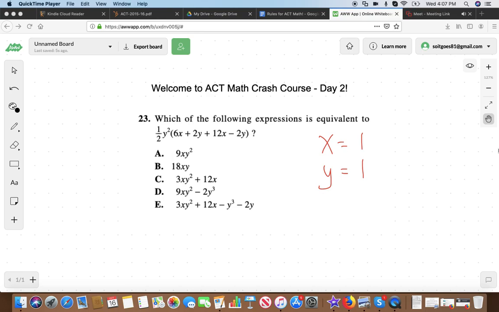But it's going to really simplify it, right? And if we plug in a 1 for x and a 1 for y, what do we get in that expression there, Sarah? Can you work that out for me on the whiteboard?